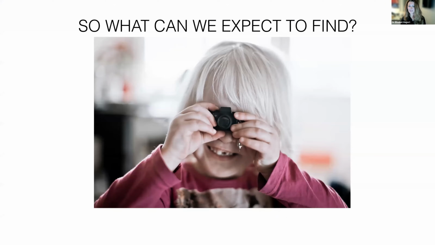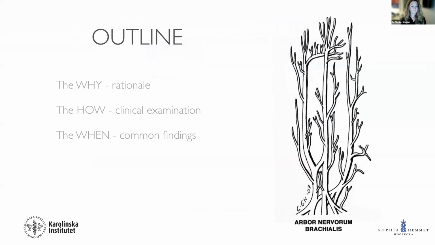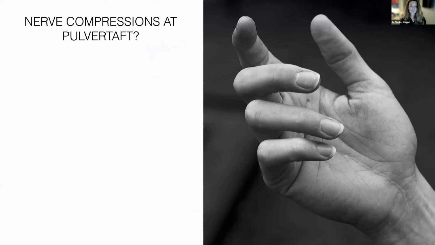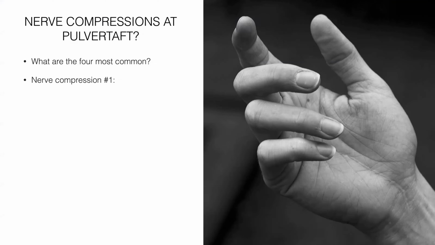So what can we expect to find if we start doing the clinical triad for upper extremity nerve compressions? Well, let's look at what's most common of all. So, Carlos, I would like to ask you about nerve compressions at the Pulvertaft Hand Center. So what would you say are the 4 most common nerve compressions, and which one would you say is your nerve compression number 1, no doubt, the one you see the most often? Number 1 is carpal tunnel syndrome.